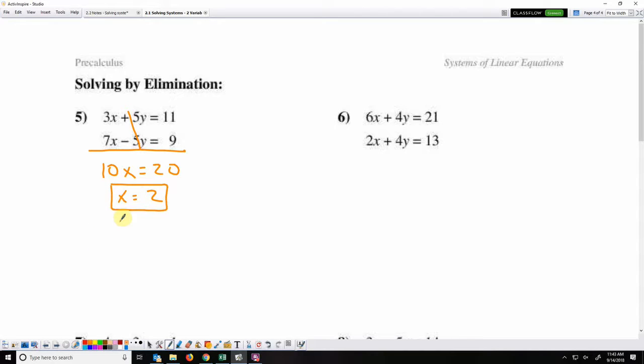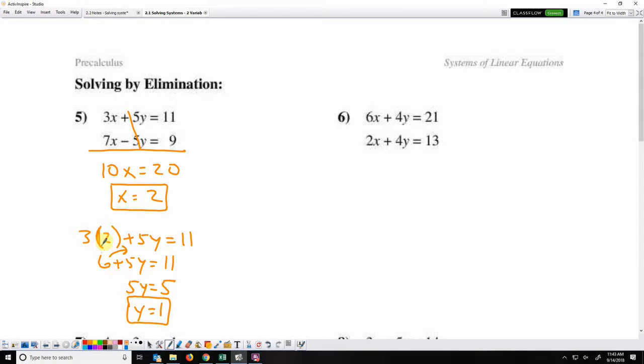And I can choose to plug that into either the top or the bottom equation. I'll go with the top. 3 times 2 plus 5y equals 11. So that's 6 plus 5y equals 11. And I can subtract that 6 over to the other side. 5y equals 11 minus 6 is 5. And then divide by 5, and I get y equals 1.